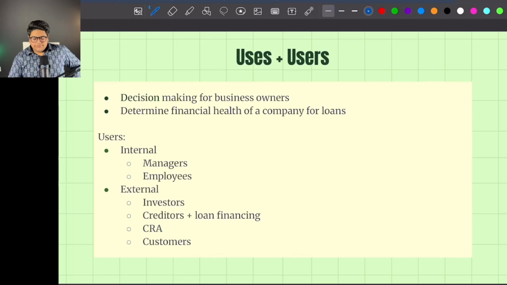And there are mostly two cohorts of people who use the financial statements. There are internal users who are like managers and employees, and then there are external users. These are investors, creditors who provide you loans, and the CRA, of course, as well as customers who want to invest in the company.